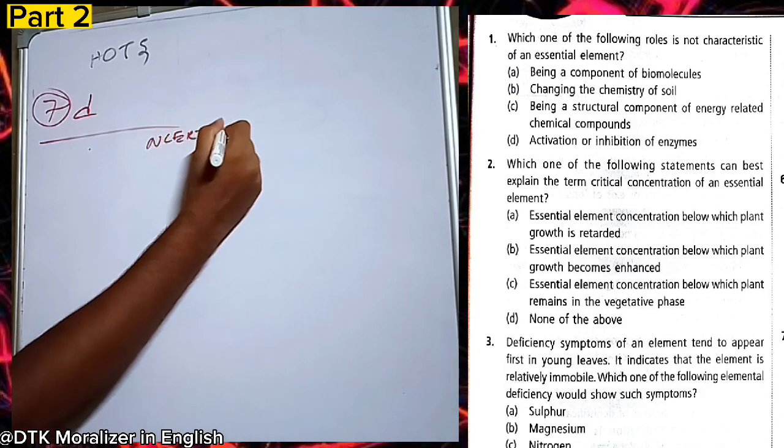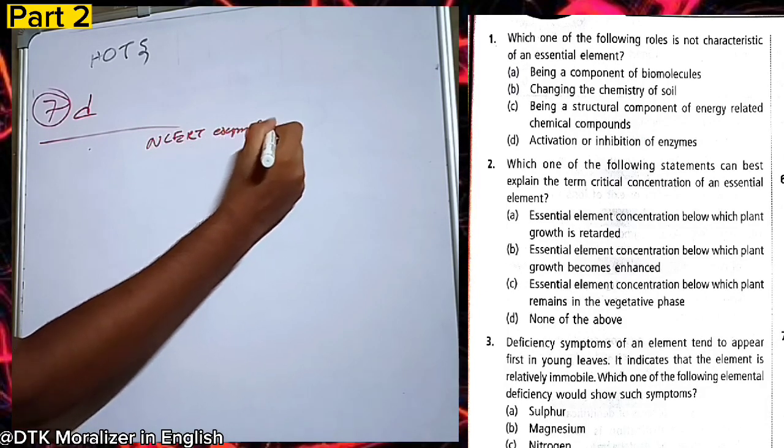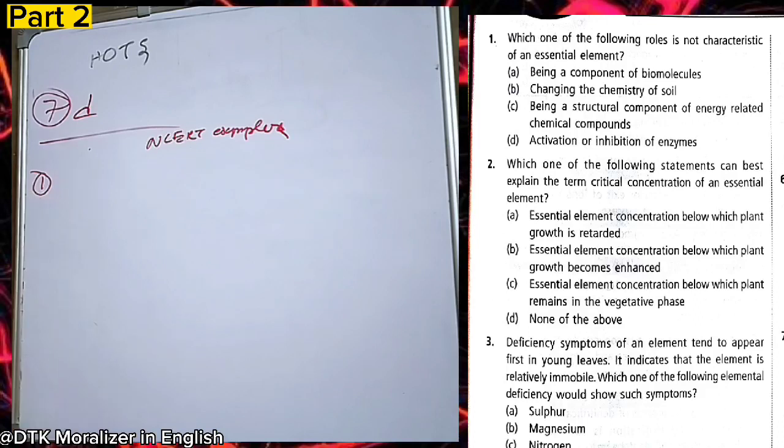Now we are going to the NCERT exemplar questions. Which one of the following roles is not characteristic of an essential element? Being a component of biomolecules? Changing the chemistry of soil? No, that's not right. Being a structural component of energy related chemical compounds? Yes. Activation or inhibition of enzymes? Yes. So option B would be wrong.